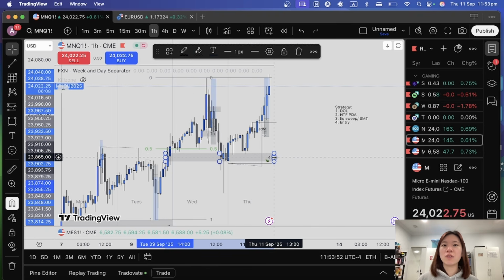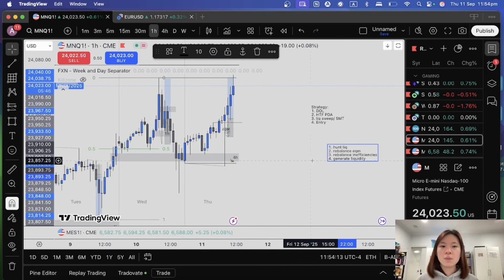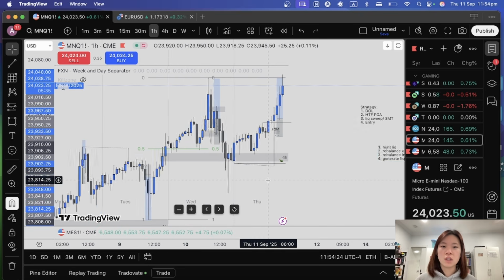When there is a H4 fair value gap, price is already inevitably going to draw back into it. What makes this fair value gap even stronger is the fact that it's in discount, which means that out of the 4 reasons why price moves, rebalance equilibrium and rebalance inefficiencies would be fulfilled if price goes back into this H4 fair value gap, because it would want to refill this. So I hope this is making sense.